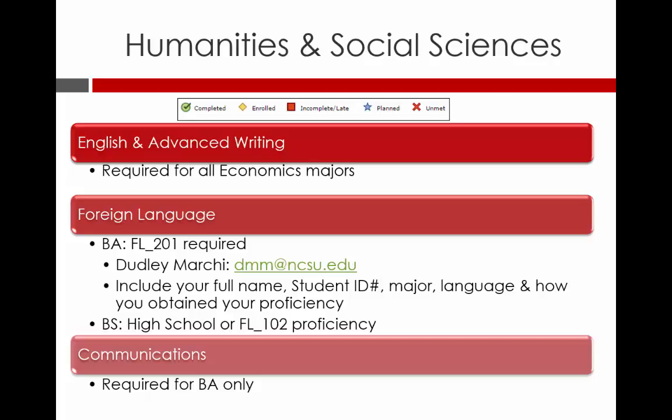Foreign language. For the BA in Economics, Foreign Language Level 201 is required. This is the 3rd level of foreign language, and there are many options that you can use to fulfill this requirement. Option 1. Take the 3-course traditional sequence. This is the best course of action if you have never studied a foreign language or if it has been a long time since you have taken the foreign language.